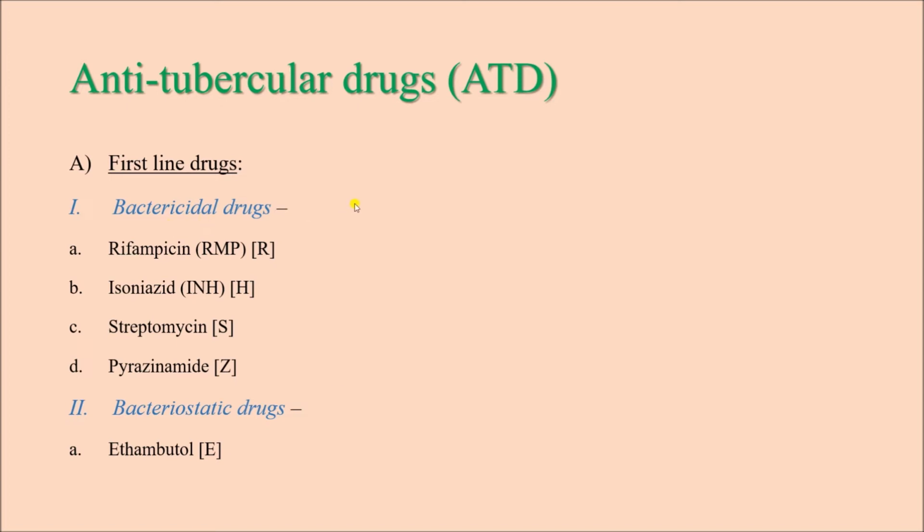What are the bactericidal drugs? Which have H, R, Z and S. So isoniazid, rifampicin, streptomycin and pyrazinamide. So these four drugs, and ethambutol is the bacteriostatic drug.